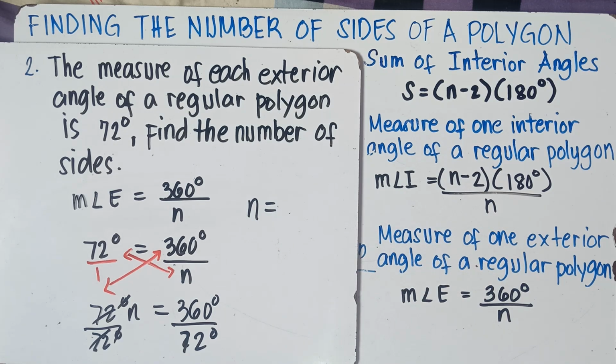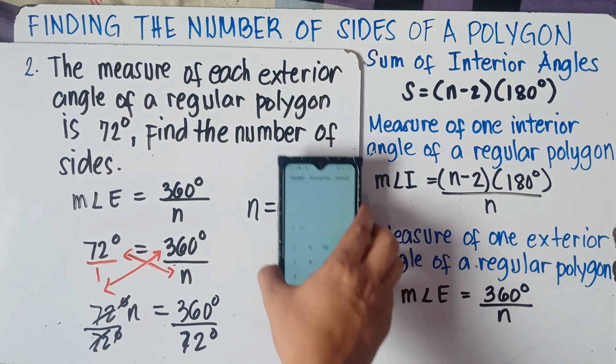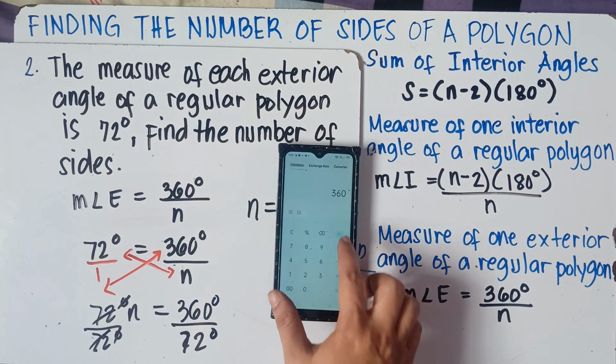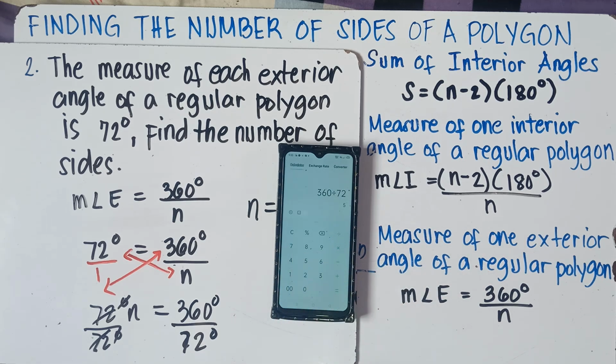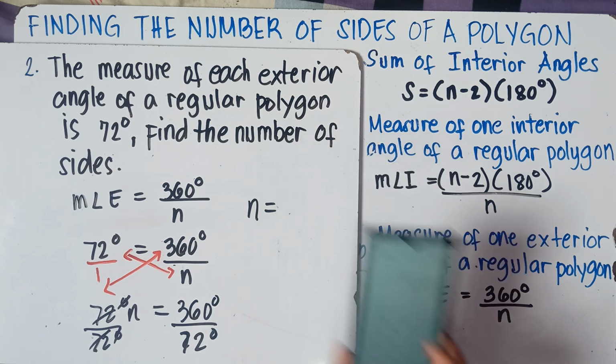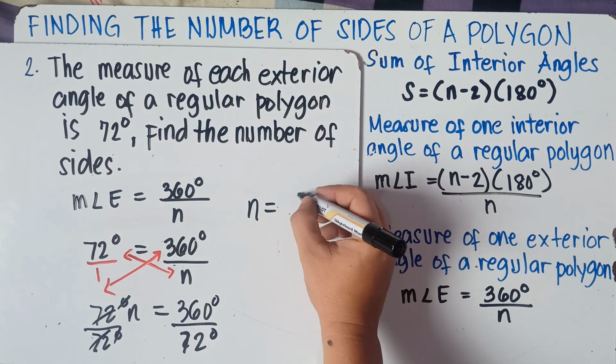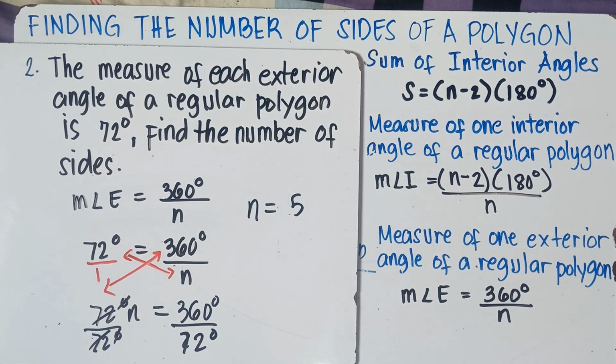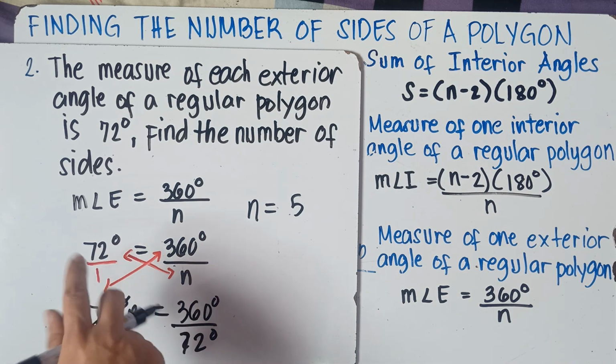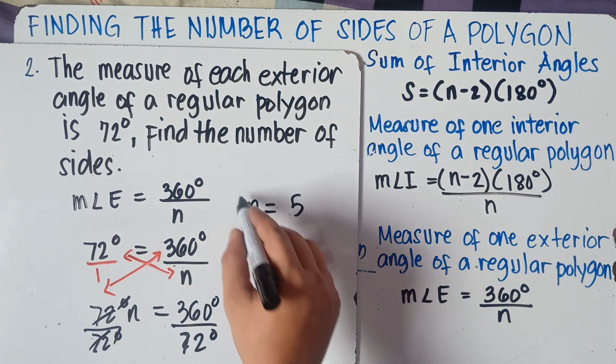So simply use your calculator, class. 360 divided by 72. The answer is 5. Alright, so the measure of each exterior angle of this polygon, that would be 72 degrees, and the number of sides, that would be 5.